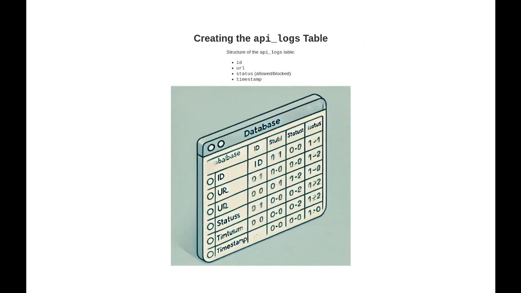To log API calls, we need a table called API logs. In this table, each row represents an API call with fields for the ID, the URL called, the call status, and the date. This allows us to keep a complete log for future API analysis and monitoring.